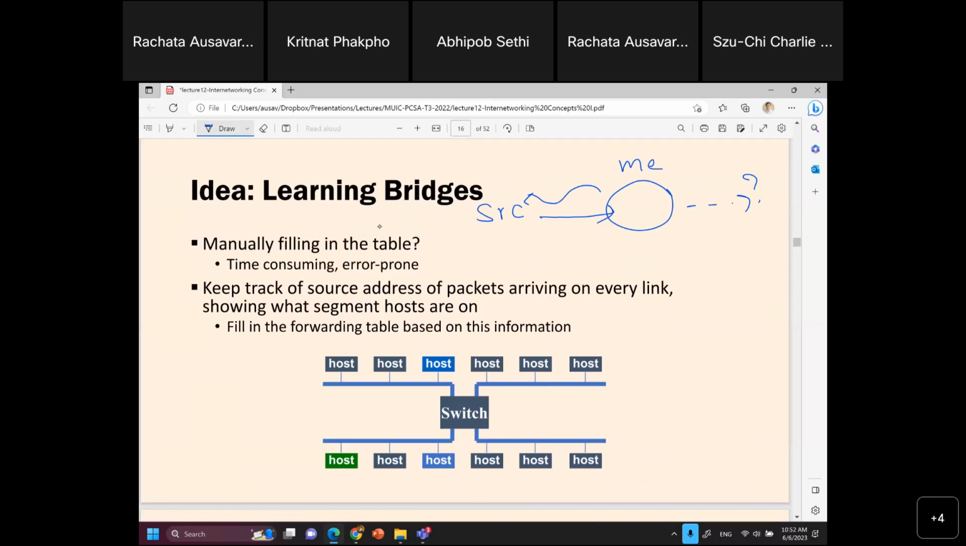Yes, but okay, the trade-off here is, do you want to build that table by hand or use this mechanism? Right? So that's why we have to do this. Because we don't want to populate the list of source and destination by hand for every single switch.